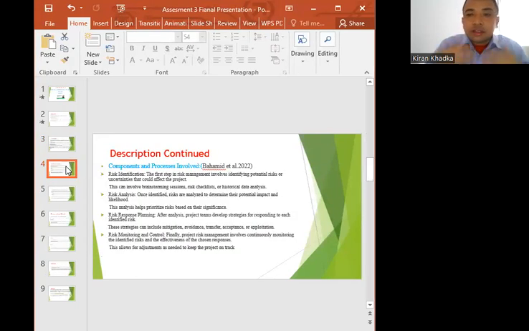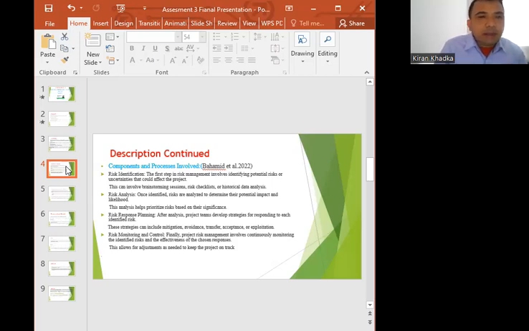Description continued. There are various components and processes involved in project risk management. The first one is risk identification. In this initial phase, all potential risks, whether internal or external to the project, are identified. This encompasses various categories of risks such as financial, technical, and market-related.